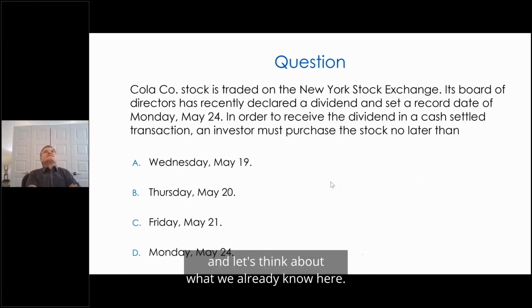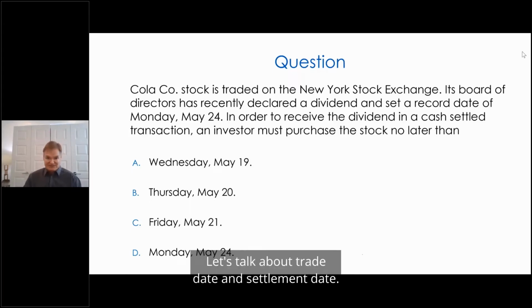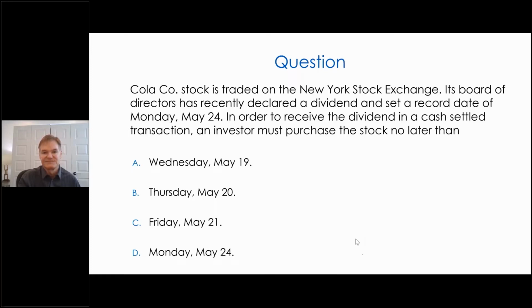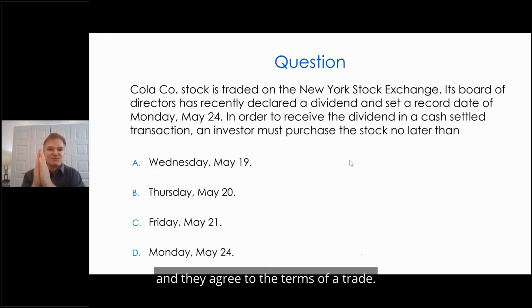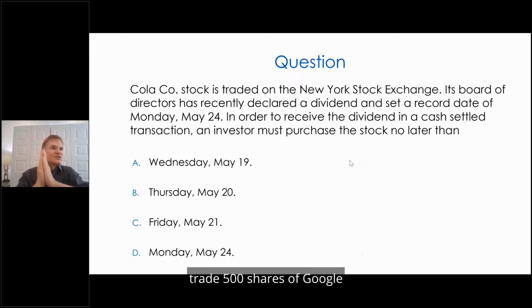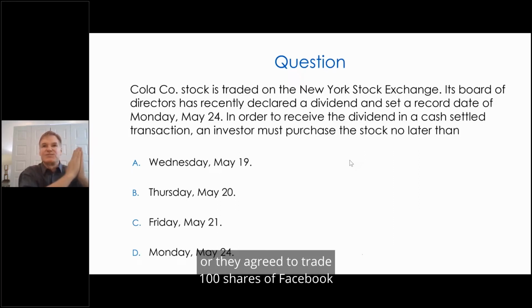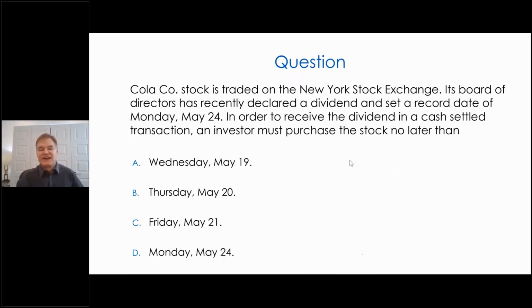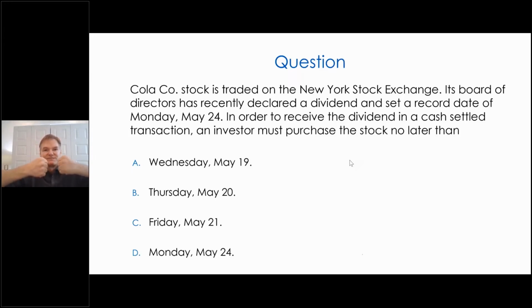Let's take a deep breath and let's think about what we already know here. Let's talk about trade date and settlement date. Remind yourself what happens on trade date. On trade date, 2 broker-dealers come together and they agree to the terms of the trade. In other words, they agree to trade 500 shares of Google at 103.5, or they agree to trade 100 shares of Facebook at 94 7/8. That's what happens on trade day. The 2 parties come together and they set a time and a price and a quantity, and then they scatter.